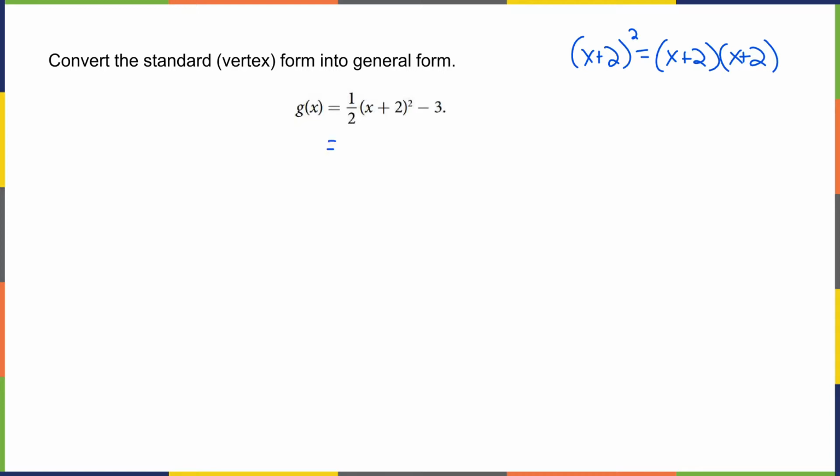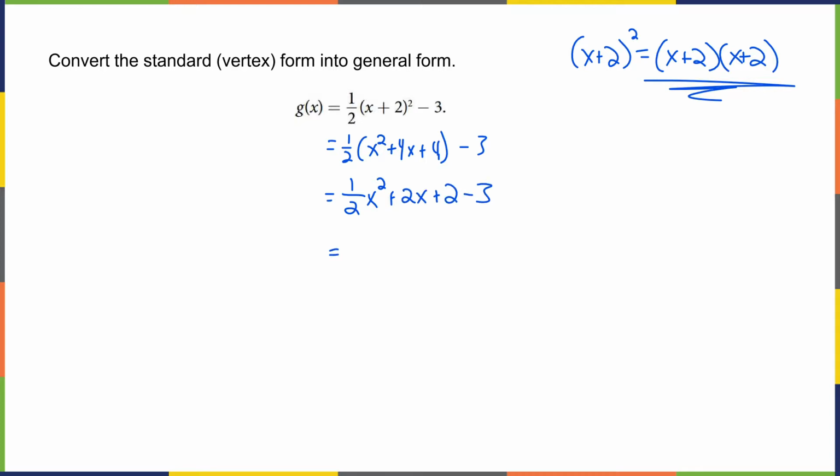Okay, so I have equals 1/2 times (x plus 2) squared, which is really, again, the foiling here. That comes out to be x squared plus 4x plus 4. Then I have my minus 3. I'm going to distribute that 1/2. I have 1/2 x squared plus 2x plus 2 minus 3. And that's 1/2 x squared plus 2x minus 1. And so g of x equals this.